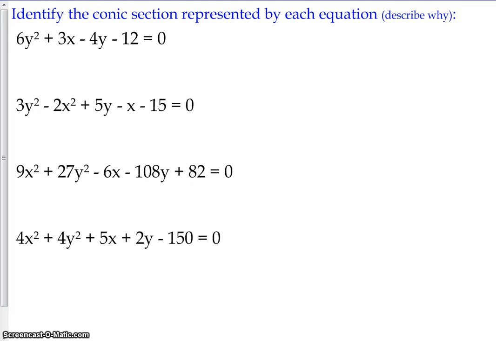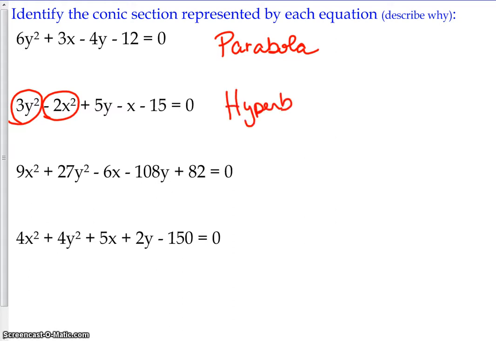Now, which is which, okay? Identify each conic section. Our first one. Well, I'm looking there. I only see a y squared. I don't see an x squared. So because of that, I have a parabola. All right? In my second one, again, I'm only dealing with my x squared and my y squared terms. That's all I care about. Here, they don't match, and they are different signs. When they are different signs, they are hyperbolas.